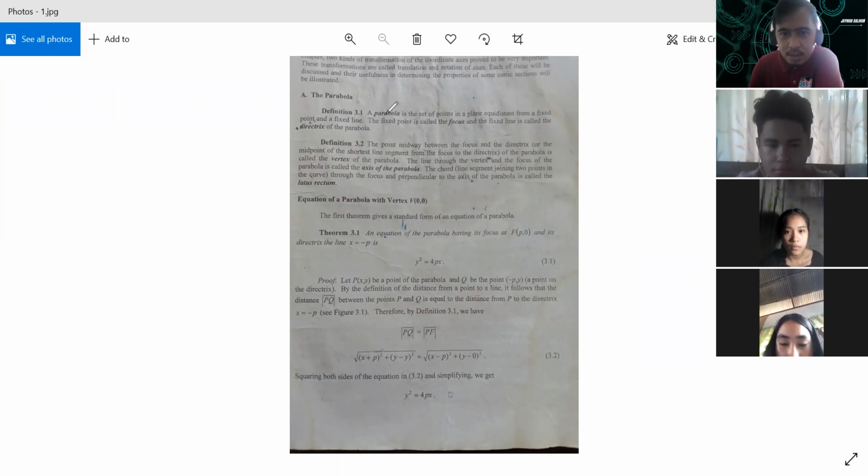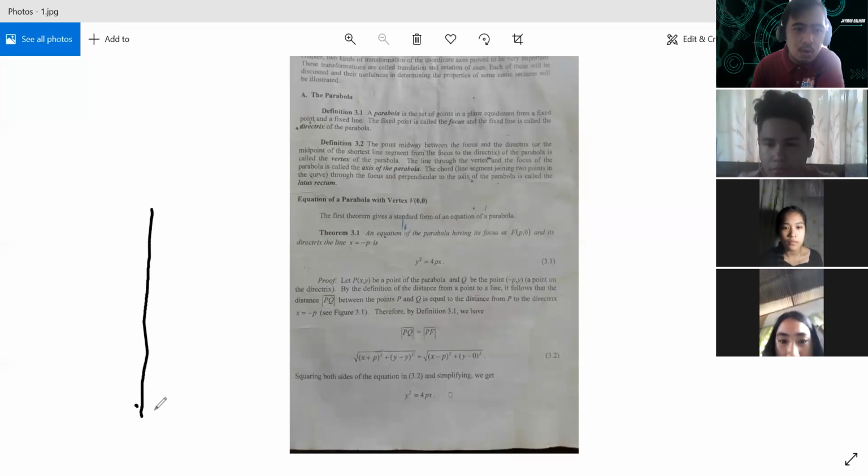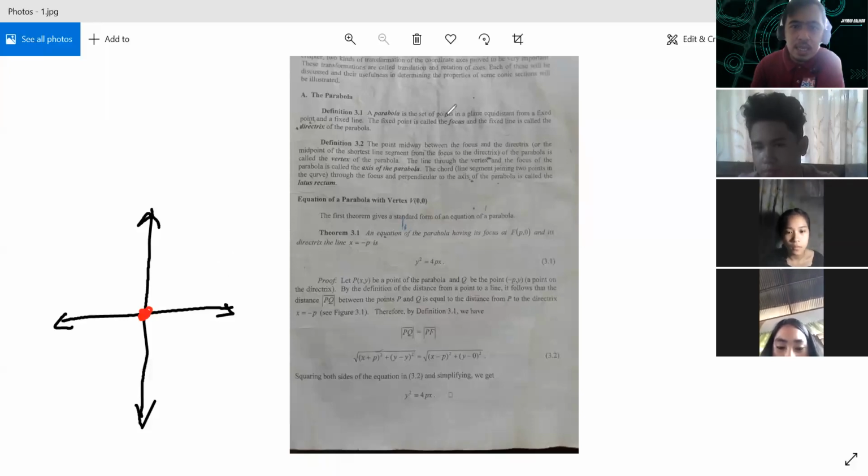As stated here, a parabola is a set of points in a plane equidistant to a fixed point and a fixed line. The fixed point is called the focus and the fixed line is called the directrix. So it goes like this. If this is your Cartesian coordinate plane, say for example your fixed point is at the origin, and you also have your fixed line. Let us assume that your fixed line is somewhere here. Let me change color into blue. Your fixed line is here.